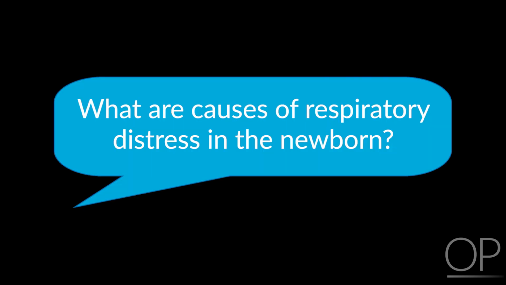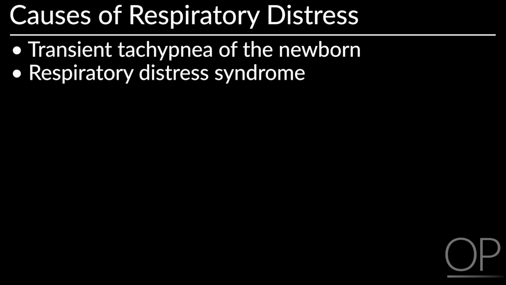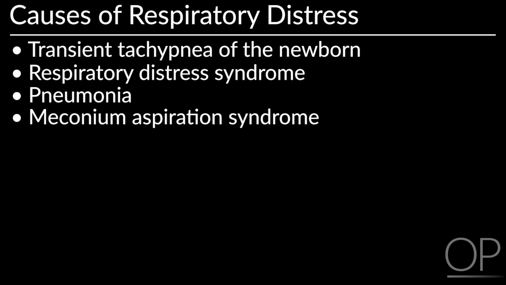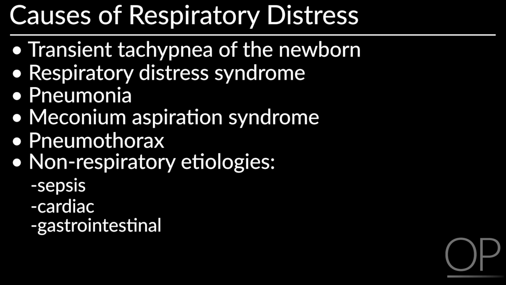What are some of the causes of respiratory distress in the newborn? Causes of newborn respiratory distress include transient tachypnea of the newborn, respiratory distress syndrome, pneumonia, meconium aspiration syndrome, pneumothorax, and non-respiratory etiologies such as sepsis, cardiac, gastrointestinal, or neurologic issues.